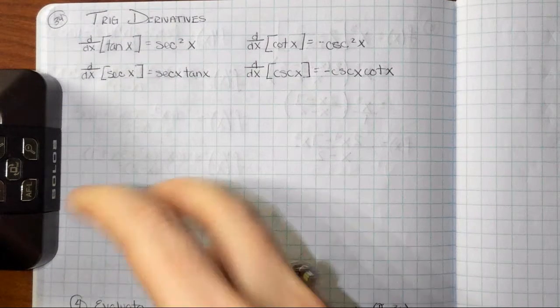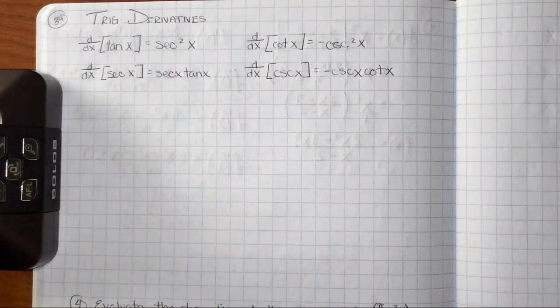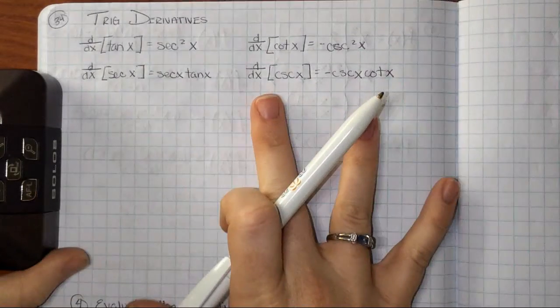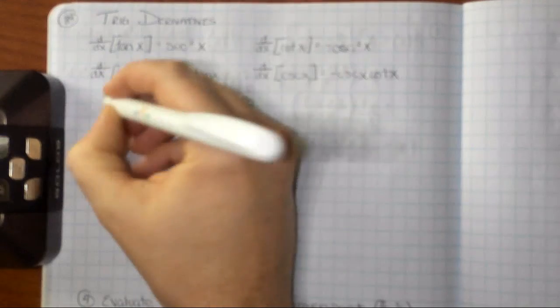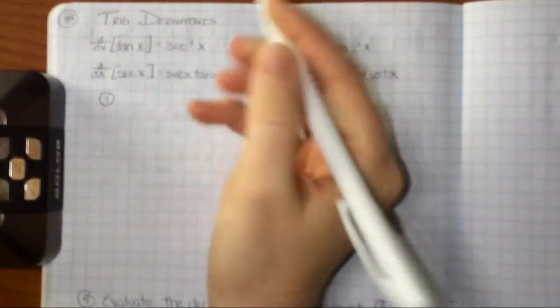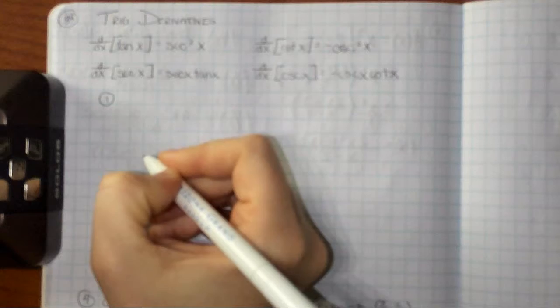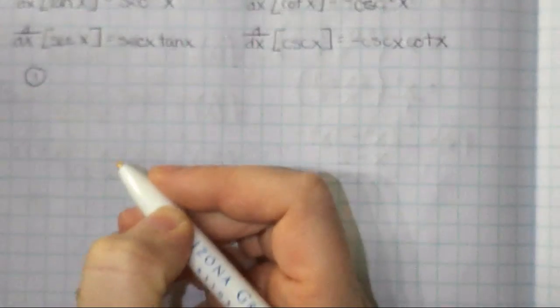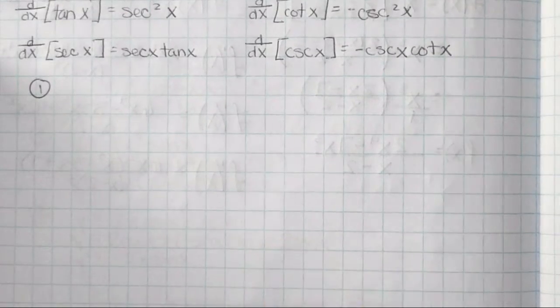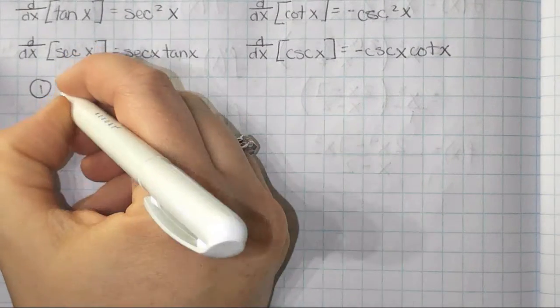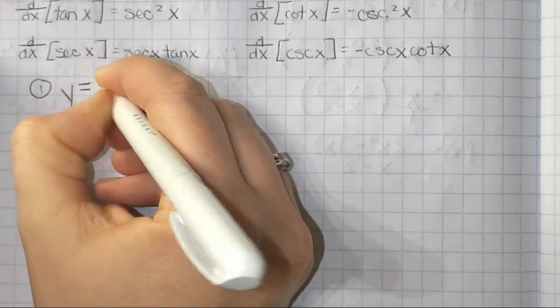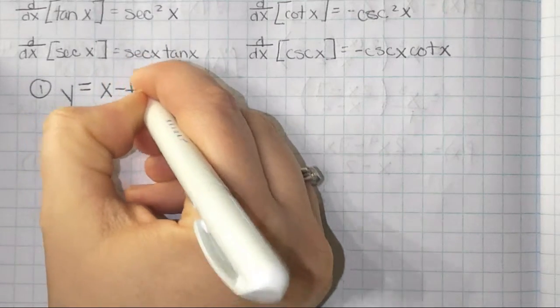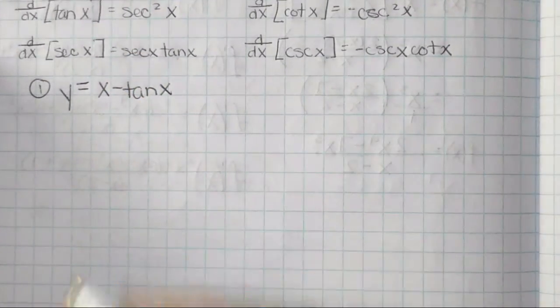The reason why these trig derivatives are so important, okay? So, first of all, this is a new day, so I'm going to say this is example 1. Can we all see that? Should I zoom in a little bit? So here's example 1. Let's say the function of y is equal to x minus tangent x.